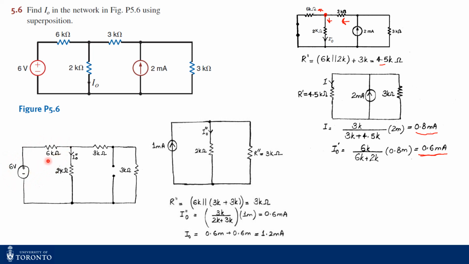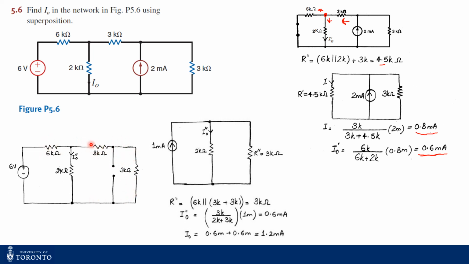Since the 6-volt source is in series with the 6 kilo ohms, we can apply a source transformation and convert it into an equivalent current source, where the current source magnitude is 6 volts divided by 6 kilo ohm, which is 1 milliampere, and this should be in parallel with the 6 kilo ohm resistance, which was in series with the voltage source. So that 6 kilo ohm is in parallel. Now we have another 3 kilo ohm and 3 kilo ohm in series, so we have another 6 kilo ohm resistance in parallel, right?